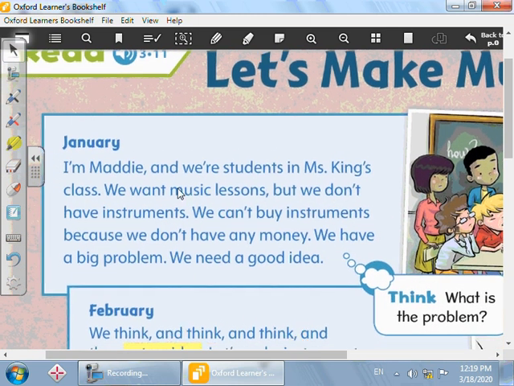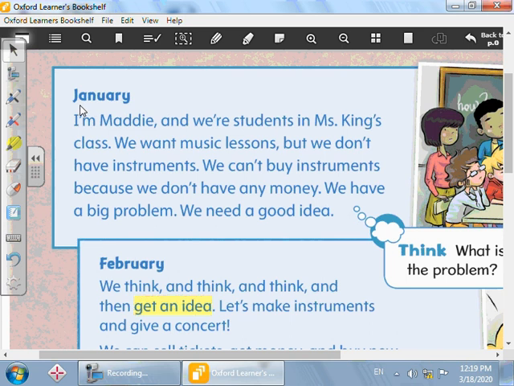I want you to raise your finger and put it down and point at the first word in the first paragraph, January. I am Maddie, and we are students in Miss King's class. We want music lessons, but we don't have instruments. We can't buy instruments because we don't have any money. We have a big problem. We need a good idea.